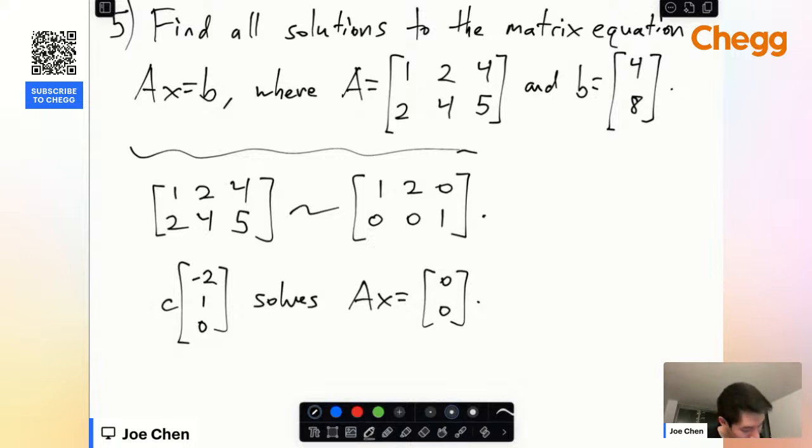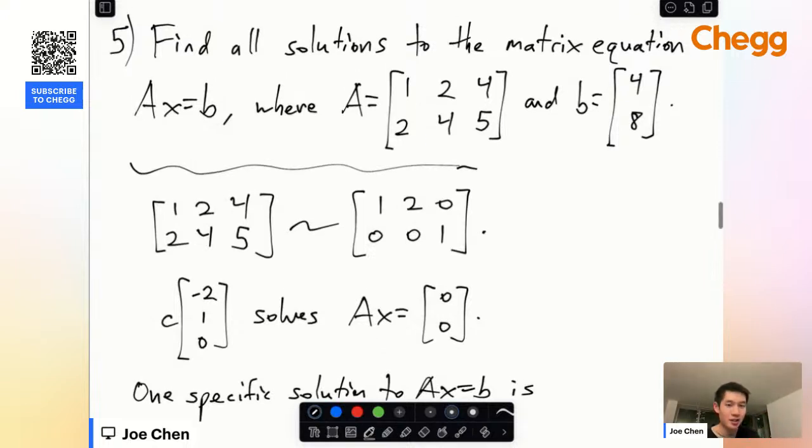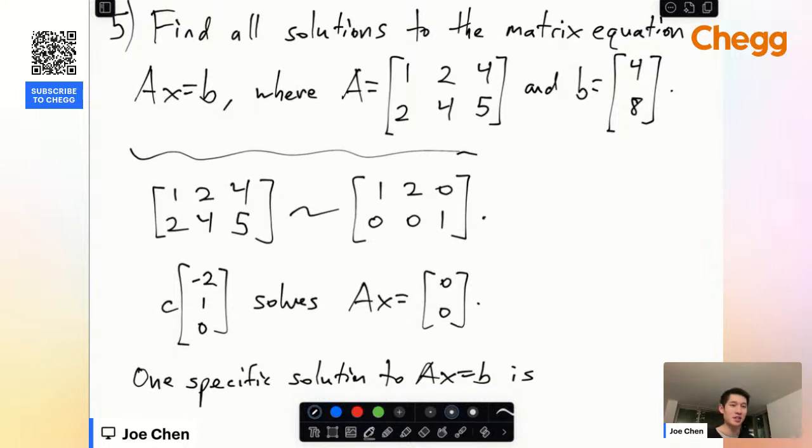Let me see. One specific solution to Ax equals b is, does anyone have an answer to this? Okay, let me do it before we run out of time. Here's a vector 4, 0, 0. Do you see why this is true?